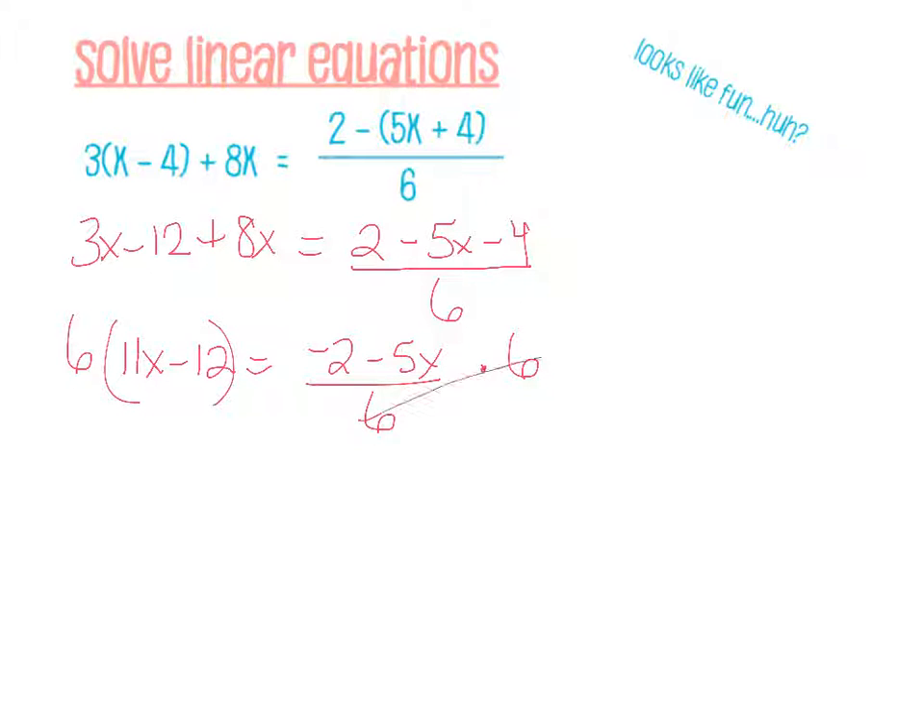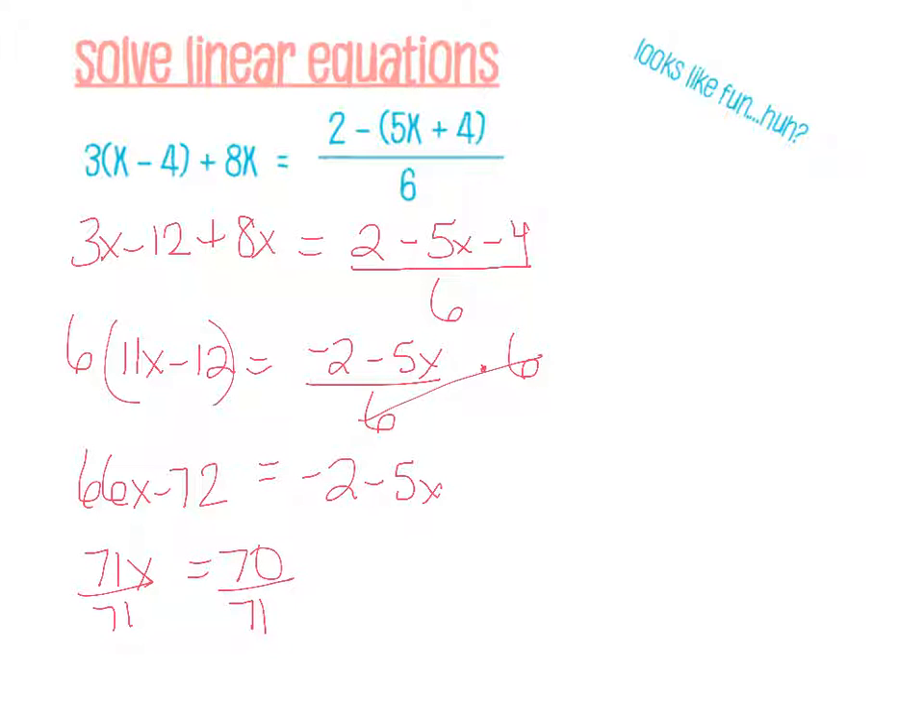On the right side, those 6's just cancel. On the left side, you're going to distribute. Now this looks a little bit more like something you've probably seen. Let's add the 5x over to this side to get a 71x. Let's add the 72 over to the right to get 70. Divide by 71, and you've got your final answer. X is equal to 70 over 71. No promises they're going to come out nice. That's what it is.